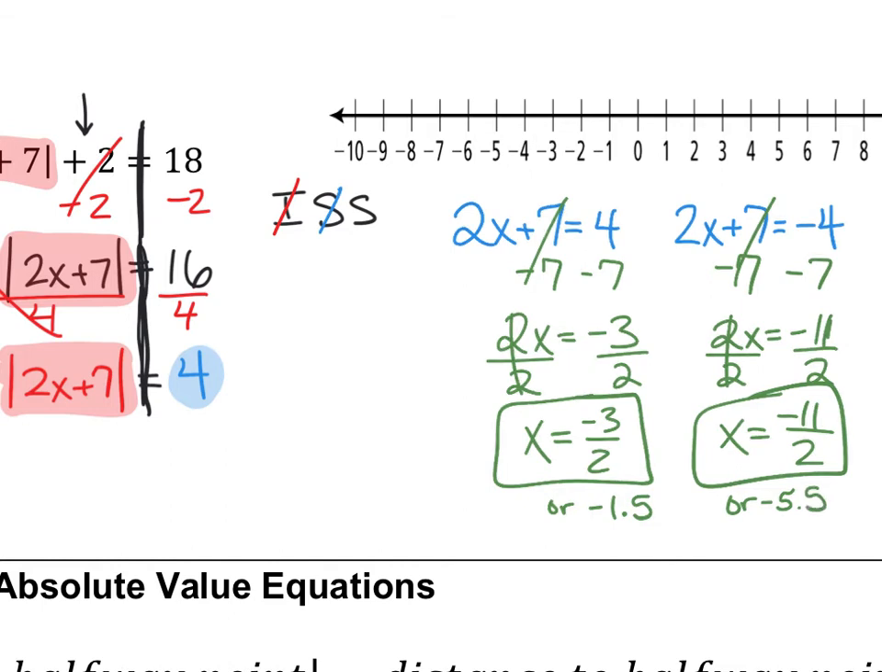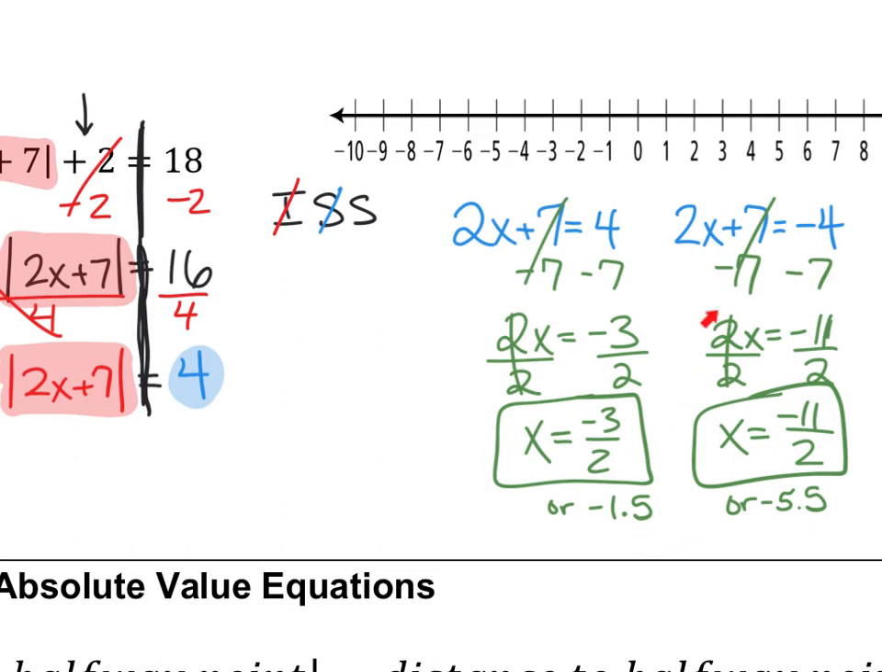Here's what your work should look like. Yes, I gave you the fraction answers. So we would have subtracted 7 because the inverse of adding is subtracting, gotten our number, and then divided by 2 because the opposite of multiplication is division. So we get negative 3 over 2, which is the same as negative 1.5, if you got that out of your calculator.